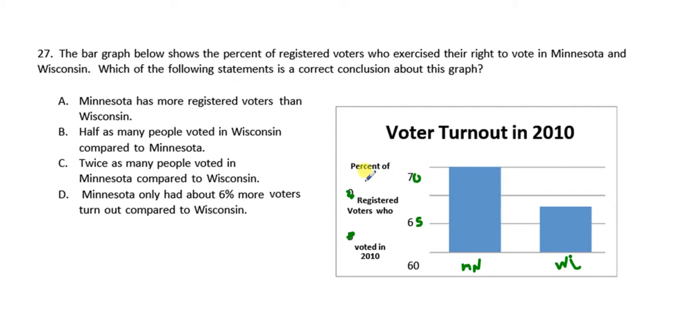This is just a percent. So A, we don't know. Half as many in Wisconsin? No, it's just about 3% less. Twice as many in Minnesota? No. Minnesota only had about 6% more. Okay, so that's 65. My numbers don't line up. But it's about 6% more than Wisconsin.